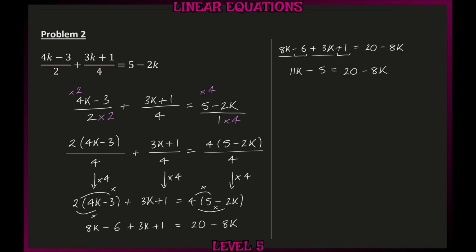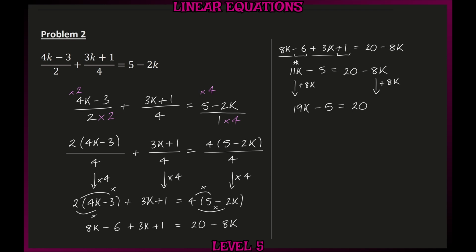Now we've got unknowns on both sides here, so we're going to collect them on the side where we start with the most, which is on the left where we have 11k. And this means we need to remove the minus 8k from the right, and we can do this by using its inverse. So we add 8k to both sides. On the left, 11k plus 8k gives us 19k. We still have a minus 5 there. And on the right, the minus 8k and the plus 8k cancel out to leave us with 20.